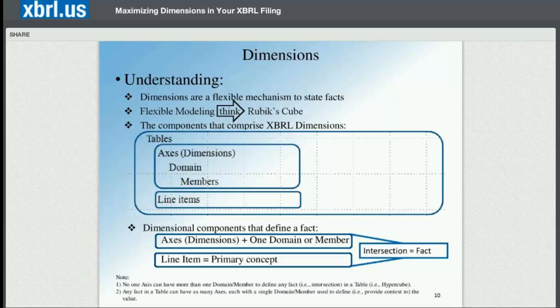The axis is also called the dimension. It's the common theme about which you provide more information. In there you'll have a domain, which is the collection of all the members, the individual features and characteristics applicable for that common theme. And in the domain you'll have members, which are those individual features and characteristics. You'll also have a line item abstract. The line item abstract holds the financial tags in the table.